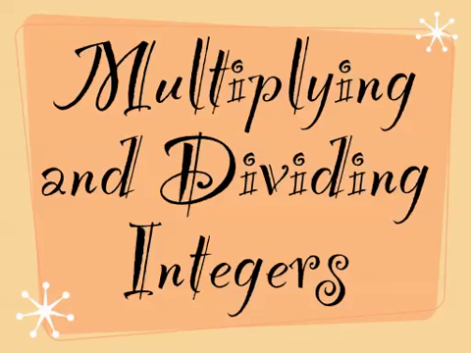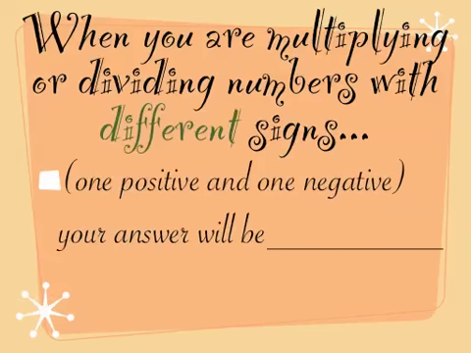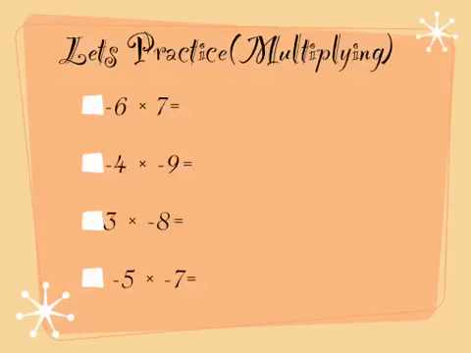Multiplying and dividing integers. When you are multiplying or dividing numbers with the same signs, which means either both are going to be positive or both negative, your answer is going to be positive. When you are multiplying or dividing numbers with different signs, one positive and one negative, your answer will be negative. This is true for both multiplying and dividing.